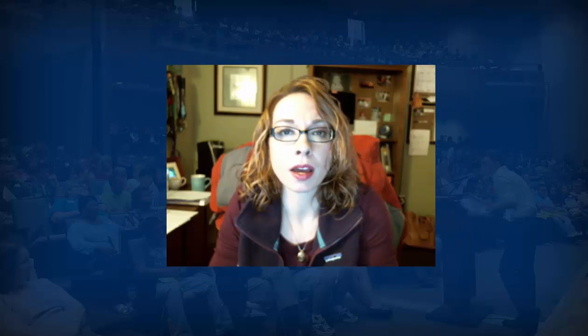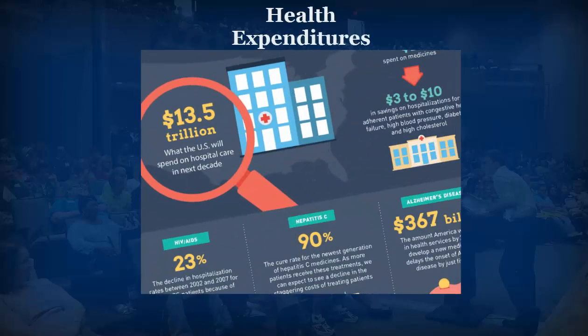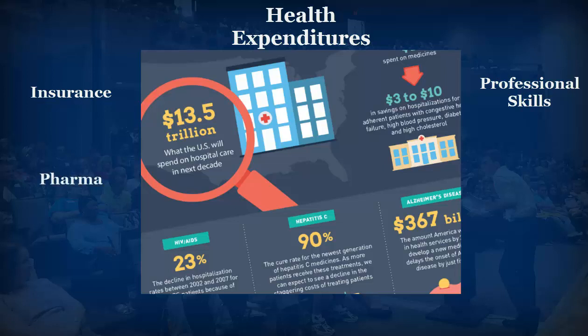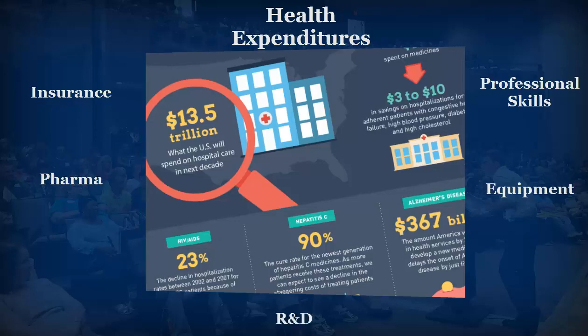The next meaning behind cost can be healthcare expenditures or spending itself. When we think about healthcare expenditures, we want to think about the total cost of consuming and producing healthcare services. This can be things like health insurance, skills that our professionals need to have, so licensures and certifications, pharmaceuticals and how much we pay for different types of drugs, medical equipment that we need to operate, and research and development in general.